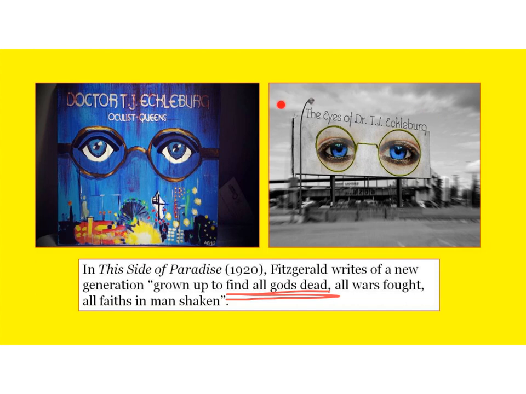The oculist, we call them opticians now, from Queens. They are the eyes watching over the Valley of the Ashes, looking at the marital decay and the adultery and death and materialism on show here. So this is a world, arguably, which has been abandoned by God, whatever your notion of God is. Instead, it has been replaced or usurped by an advert. So materialism is the new religion now, you could argue, in The Great Gatsby.